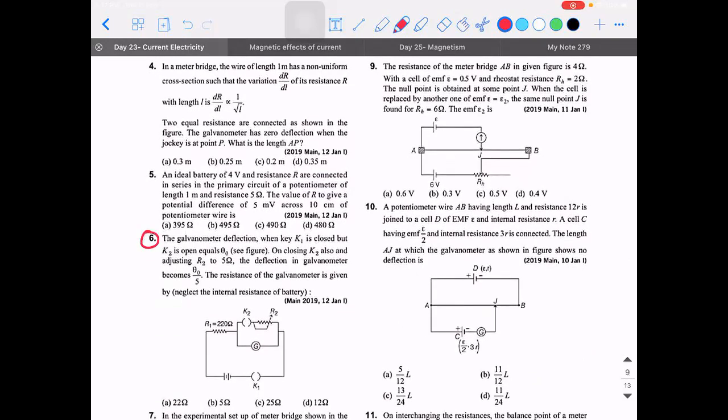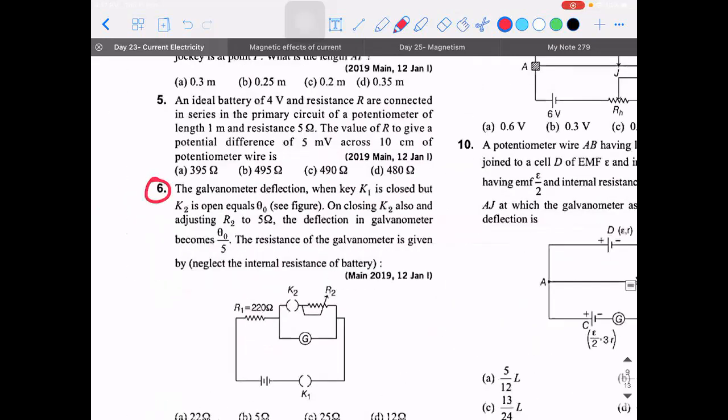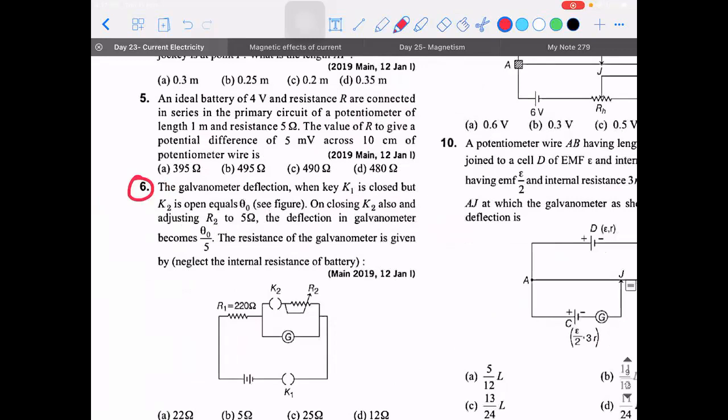Sixth, the galvanometer deflection when key K1 is closed but K2 is open equals theta naught. On closing K2 and adjusting R2 to 5 ohm, the deflection of the galvanometer becomes theta naught divided by 5. The resistance of the galvanometer is given by how much?